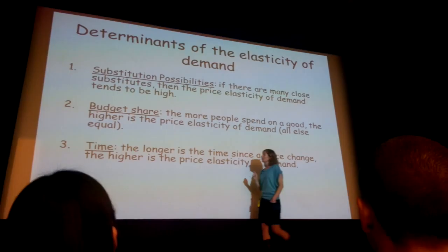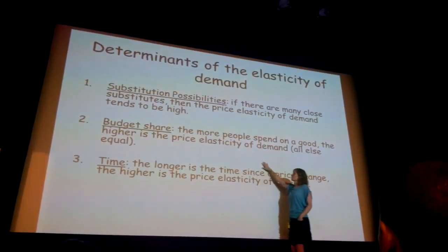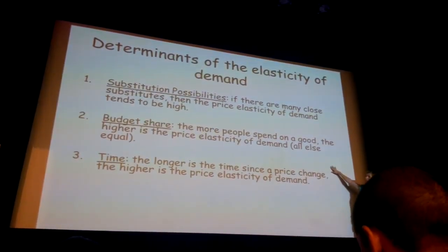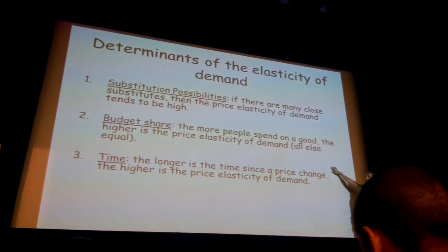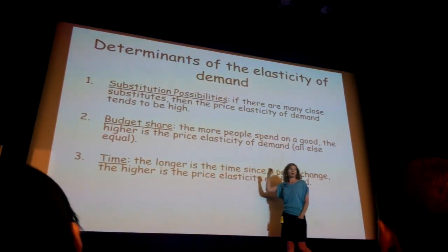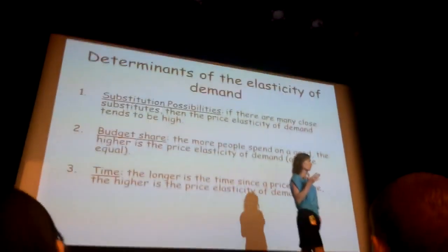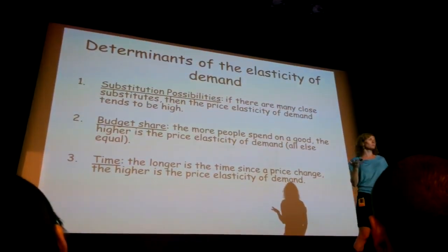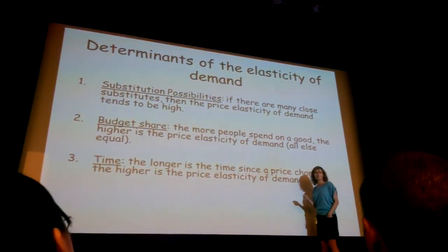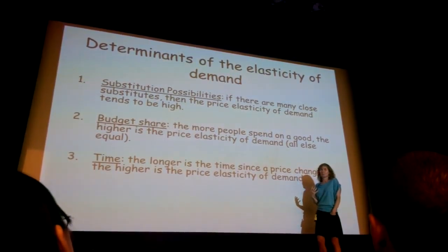Another factor, all else equal, is a good's budget share. The more people spend on a good, the higher will be the price elasticity of demand, all else equal. So for example, the price of number 2 pencils could probably quadruple, or maybe double, and you guys probably wouldn't change your demand for number 2 pencils because you don't spend that much money on them anyway. So the quantity demanded is just not going to be very sensitive to price because it doesn't take a big chunk of our budget.